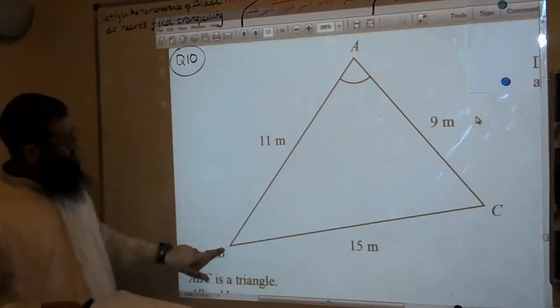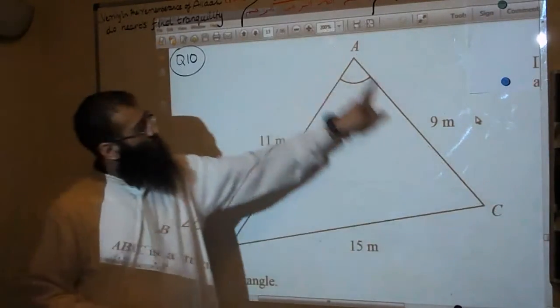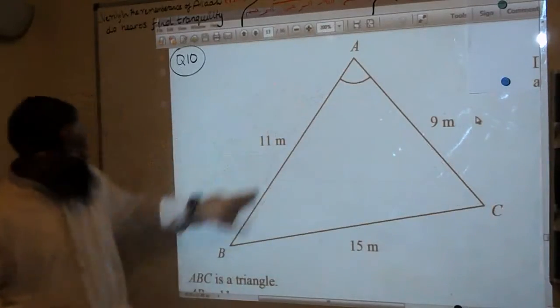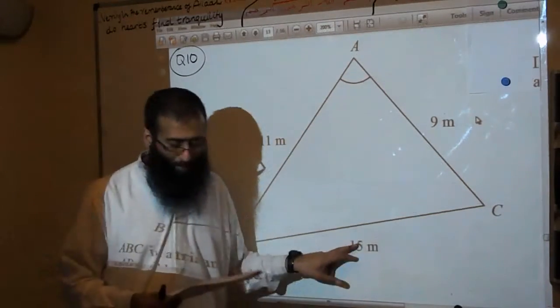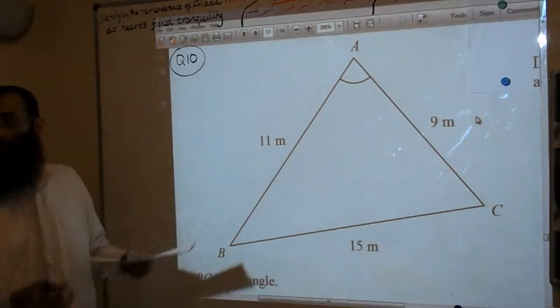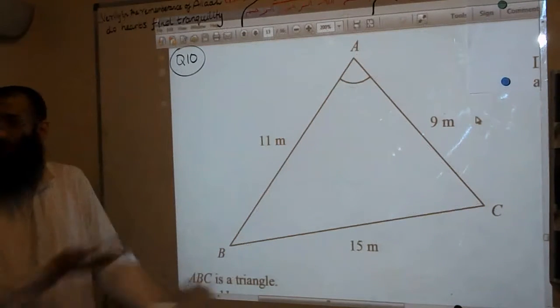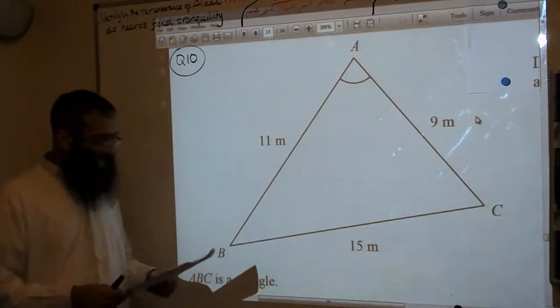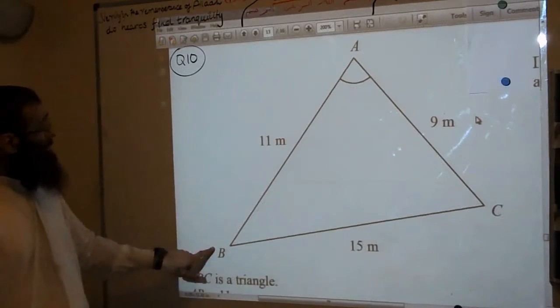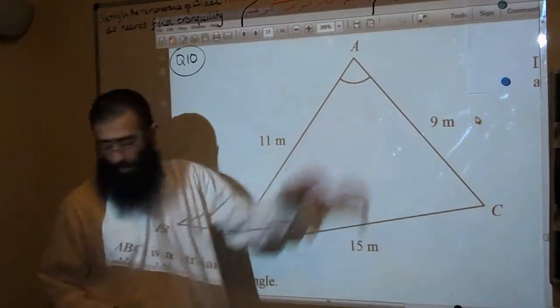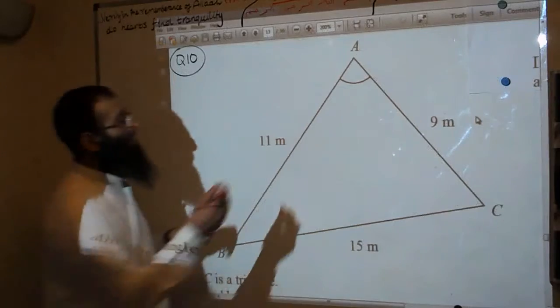We have A, B, C. A to C is 9 meters. A to B is 11 meters. And B to C is 15 meters. That's what's given to you on the diagram, which is a bit of a no-brainer. You can see it in the diagram. It says calculate the size of angle BAC. BAC is that angle in the middle. So I'm just going to make it stand out a bit more.